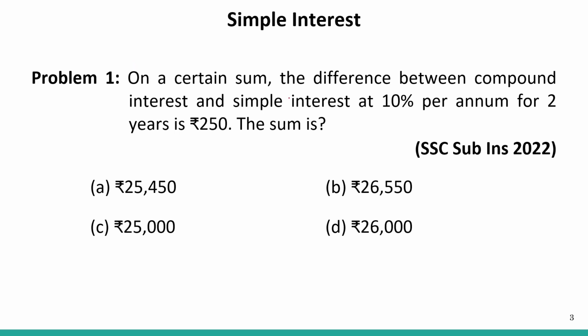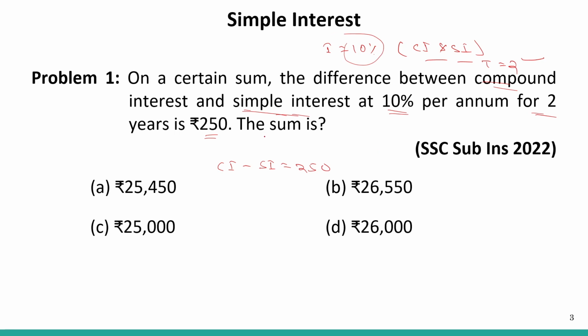On a certain sum, the difference between the compound interest and simple interest is given at 10% per annum. So here the difference is CI minus SI. The interest rate is R equal to 10% for both CI and SI, for 2 years, so T is given as 2. The difference is given as 250.